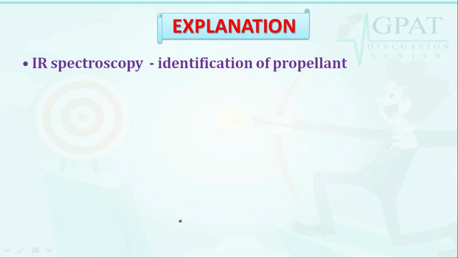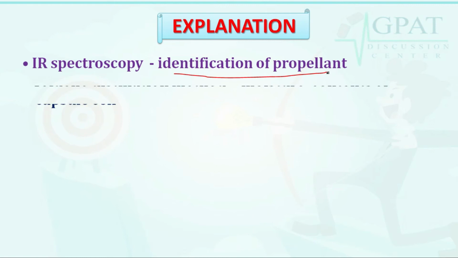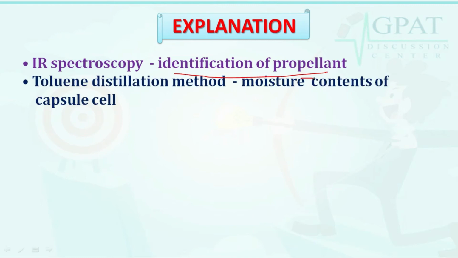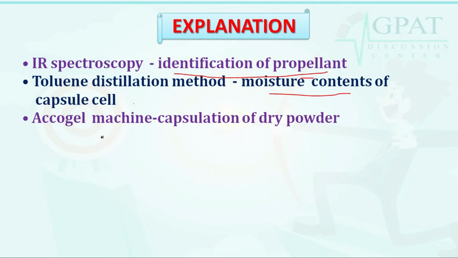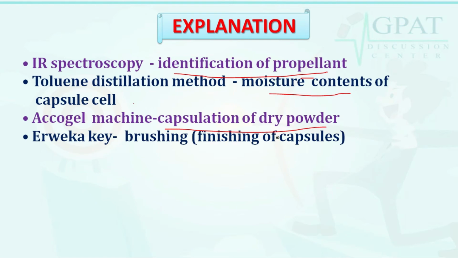Let's discuss in brief. IR spectroscopy is used in the identification of propellant. The toluene distillation method is used for the moisture content of capsule shell, which is asked in the question. The Ecogel machine is used for the encapsulation of dry powder, and Erweka is used for brushing, that is finishing of capsules. So this is all about this question.